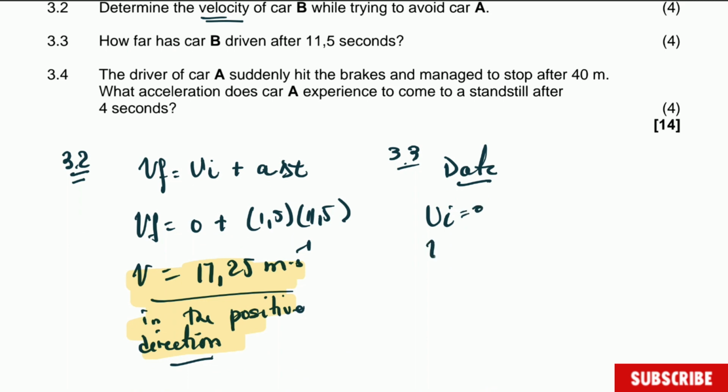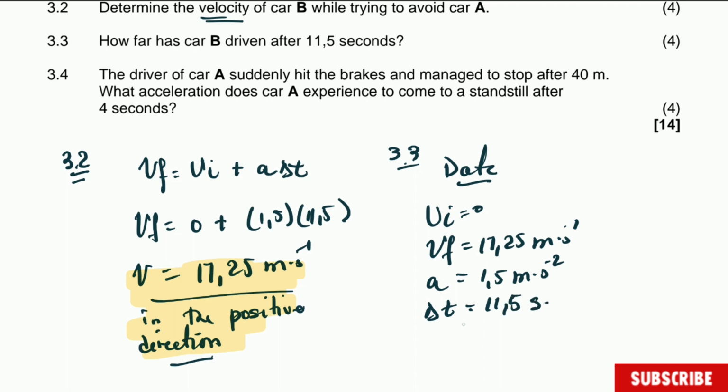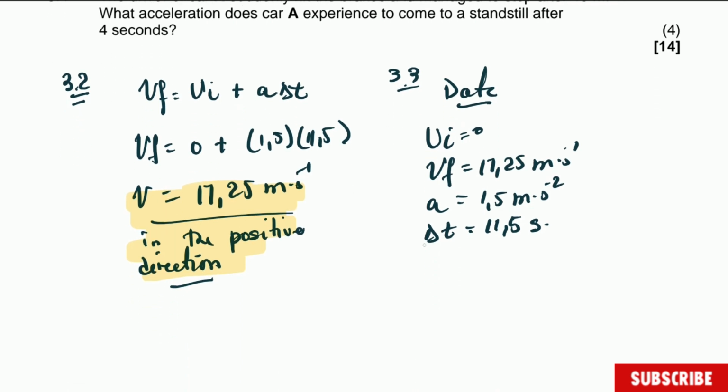Initial velocity is 0. Now the final velocity is new, we have it. It's 17.25 meters per second. We have the acceleration, which is equal to 1.5 meters per second square. We have the time, which is 11.5 seconds. Now, with this data, we're looking for the displacement. We want to know how far the car has gone.